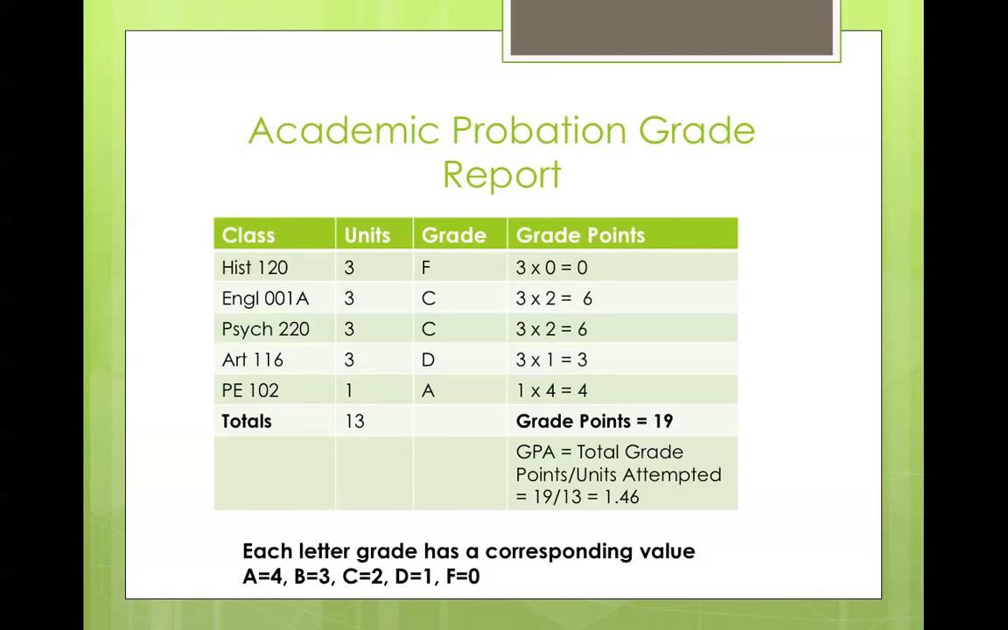So your GPA equals total grade points divided by units attempted. We take 19, which is your grade points, and divide by 13, which is your units, and that equals 1.46. That puts you on academic probation. Each letter grade has a corresponding value: A equals 4, B equals 3, C equals 2, D equals 1, F equals 0.